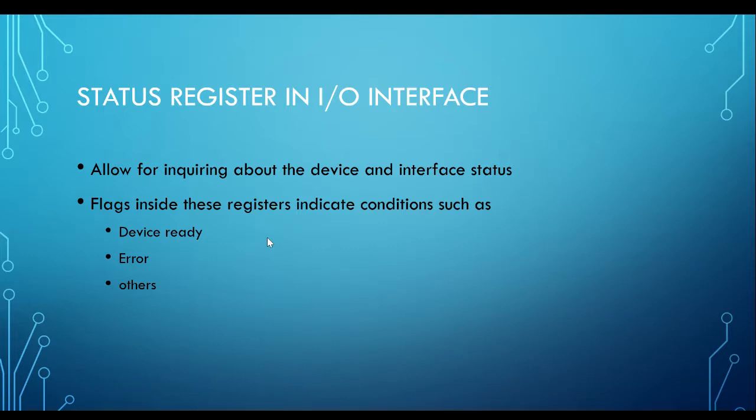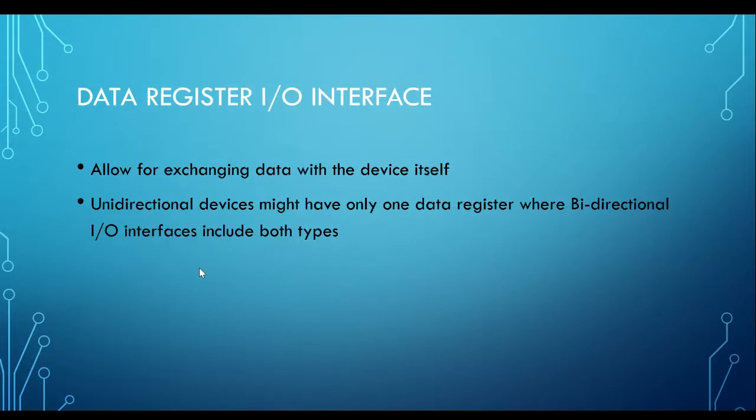I give you an example. Your device, you have your I/O. So there are ports, port A, port B, port C. You can check all this information by accessing the memory associated with that particular port. What about data? Allow for exchange of data with the device itself. You can actually copy the information to the I/O memory associated with that I/O.